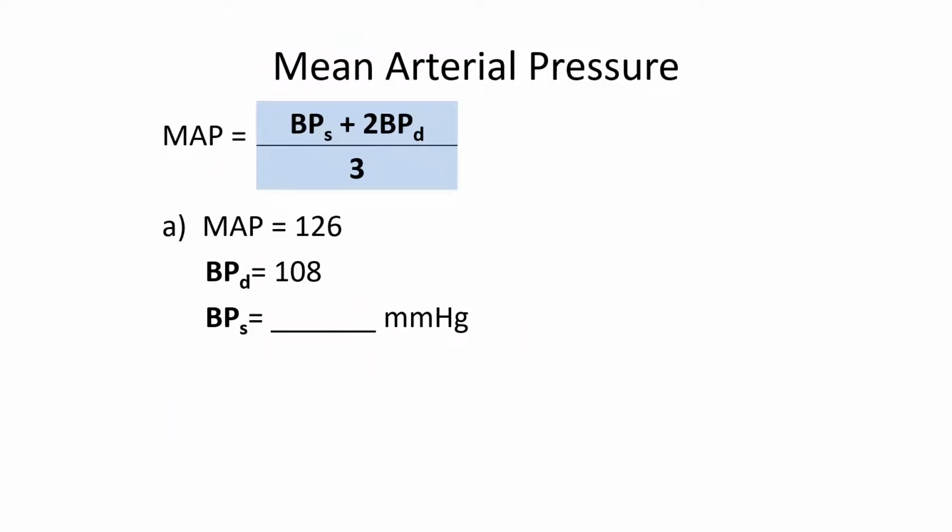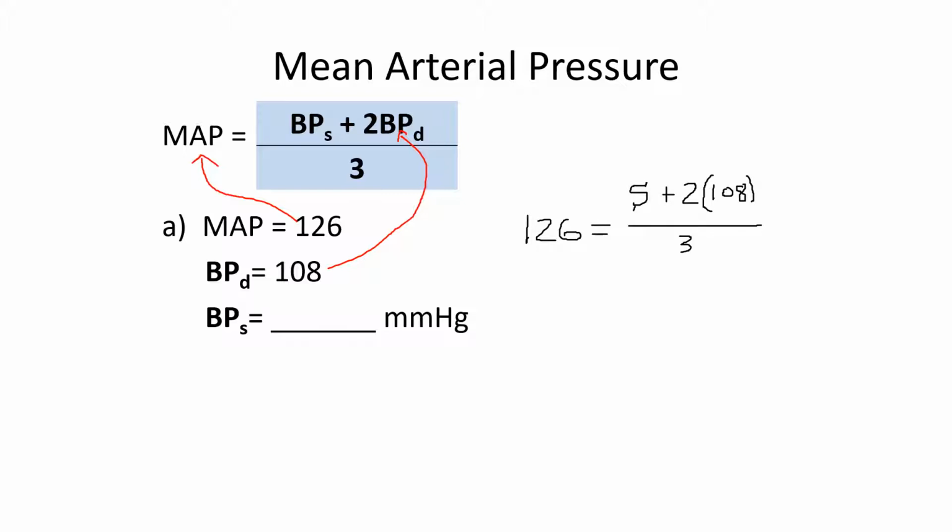Now you're given MAP values. You have to find either diastolic pressure or systolic pressure. So plug and chug and just find the missing variable. So for A, we're given MAP. We're given diastolic. All we got to solve for is systolic. So plug and chug and solve for systolic pressure. So here's systolic pressure with this funny S so it doesn't look like a 5. So I plugged in everything. Now all I got to do is solve for systolic pressure. So multiply both sides by 3. And then you're going to subtract 2 times 108.